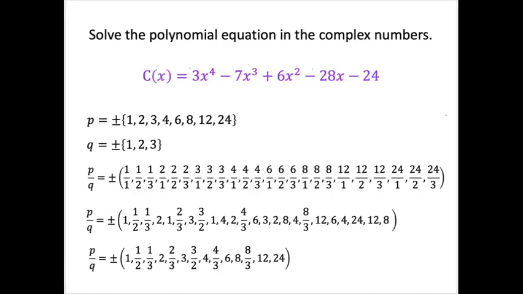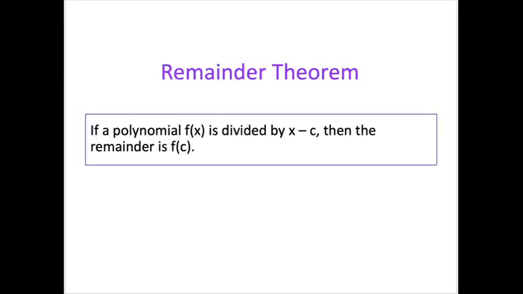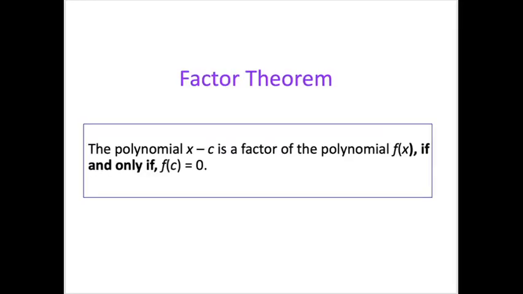So the way that we can test out these zeros is we can use the remainder theorem. If a polynomial f of x is divided by x minus c, then the remainder is f of c. So this will help us find out what the remainder is. And then we need to check using the factor theorem if x minus c is a factor. The factor theorem says that the polynomial x minus c is a factor of the polynomial f of x if and only if f of c is 0.